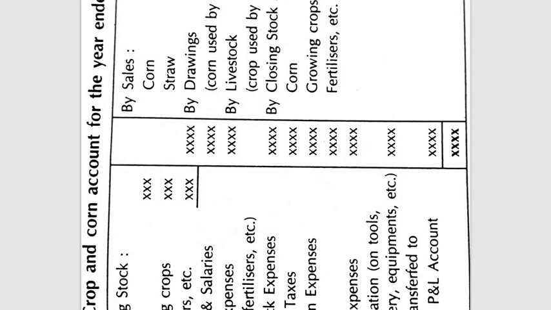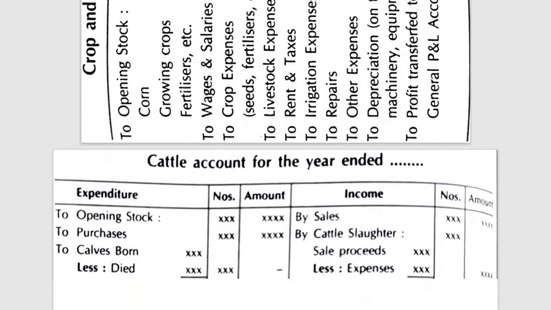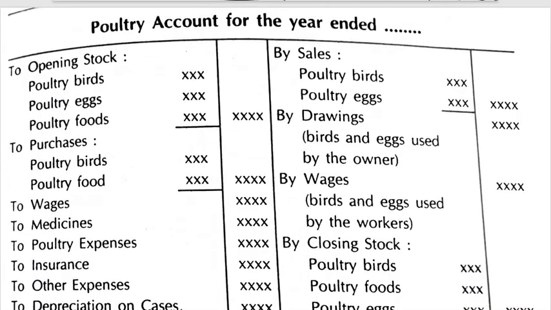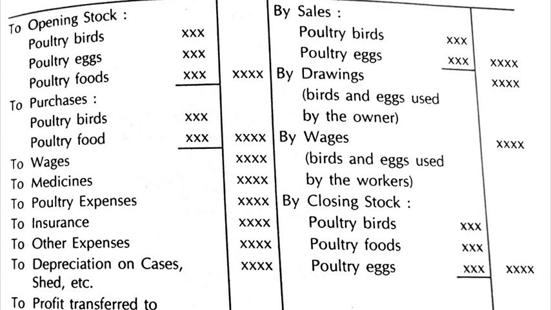That is, you first take the opening stock of poultry birds, eggs and food. Then any purchases made. Then any expenses, that is wages, medicine, poultry expenses, insurance, other expenses, depreciation on the cases and shed, etc. Next, coming to the credit side, by sales, that is any poultry birds or poultry eggs being sold, that comes in case of sales. By drawings, by wages, by closing stock.